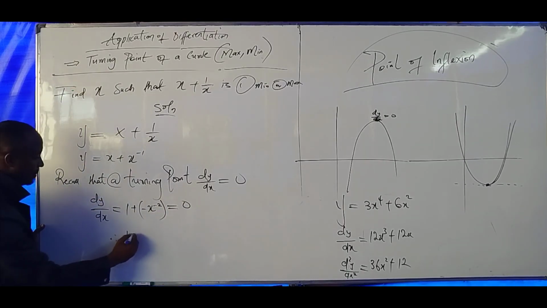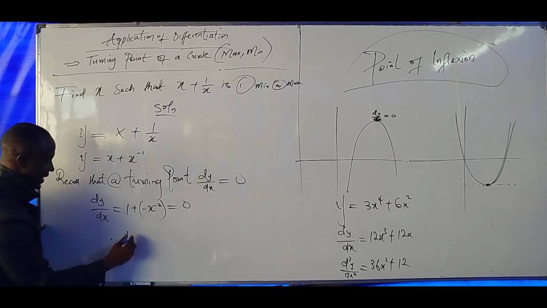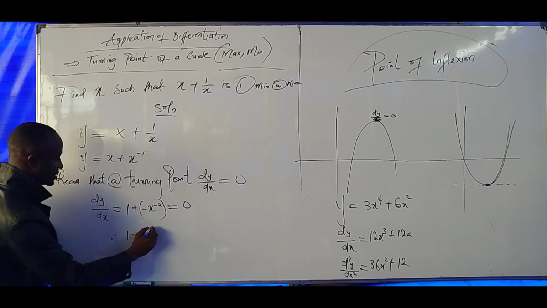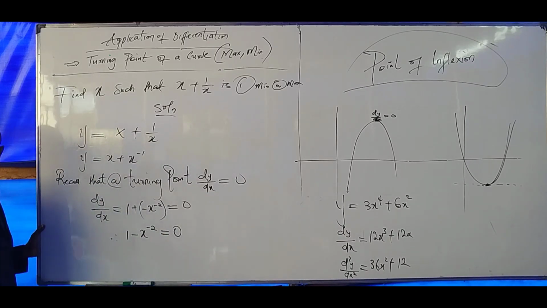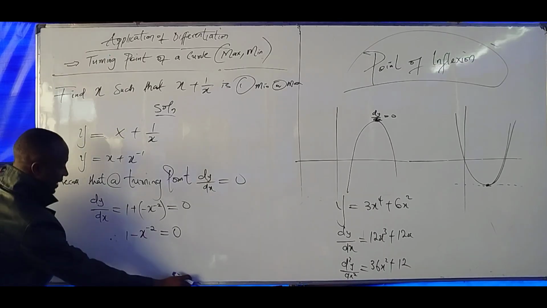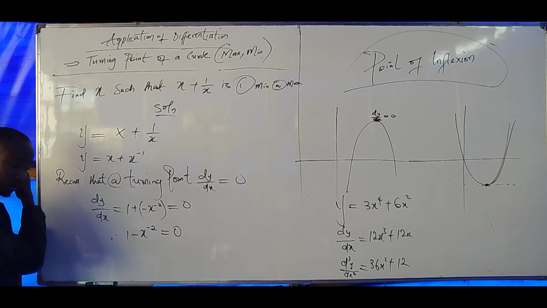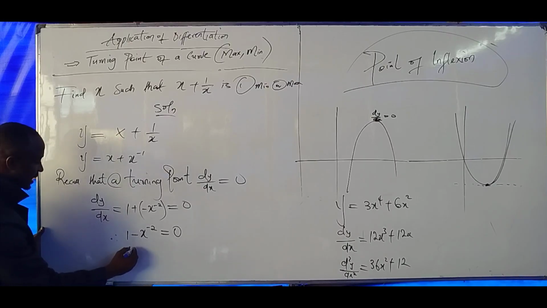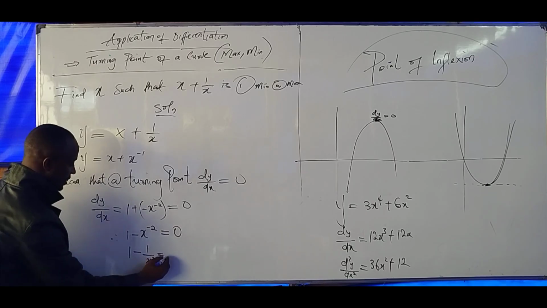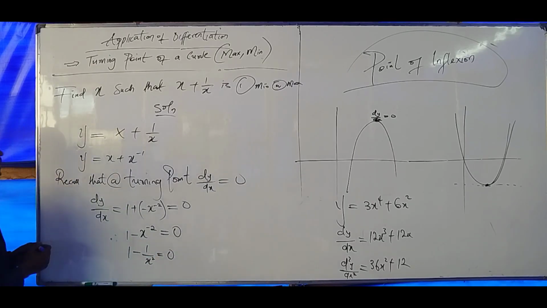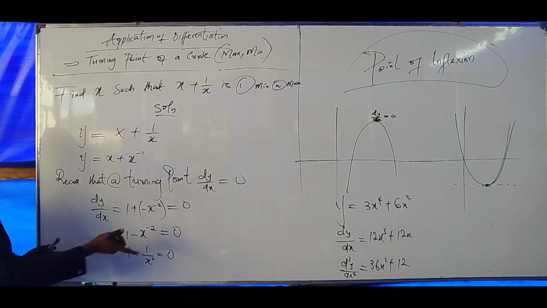Let's go. 1 plus, so 1 minus x raised to the power minus 2 equals 0. Are you following? So can we rearrange this in this form? This can also be expressed as 1 minus 1 over x all squared equals 0. Can I move this 1 to the other side?